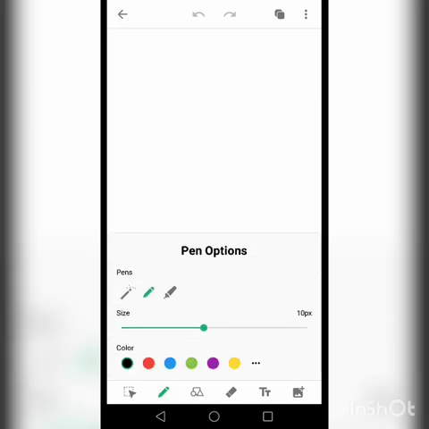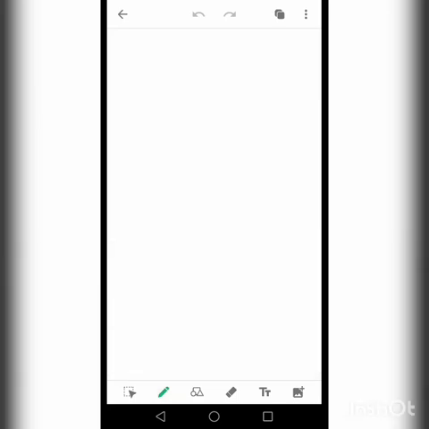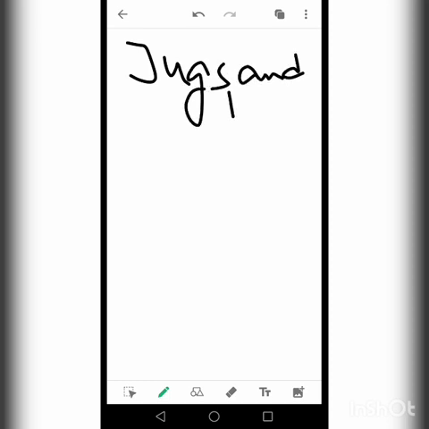Today we will be learning division in jugs and mugs. This is our new topic today. Jugs and mugs division.